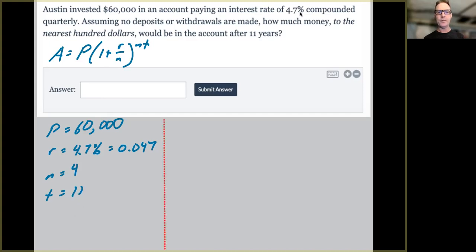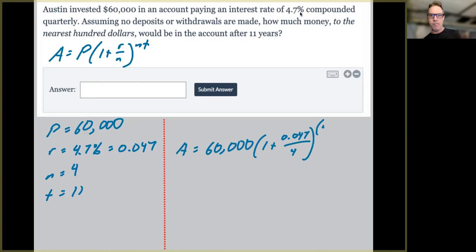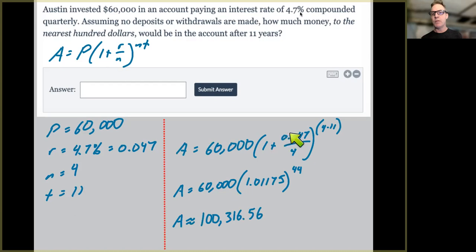Okay. Let's go ahead and calculate that. So A is 60,000 times 1 plus 0.047 divided by 4, and I'm going to raise that to the power of 4 times 11. So 0.047 divided by 4 is 0.01175. Check that in your calculator. So it's going to be 60,000 times 1.01175 to the 44th power. And what I would get is 100,316.56. The little squiggly equals means approximately. So that's approximately equal to that.